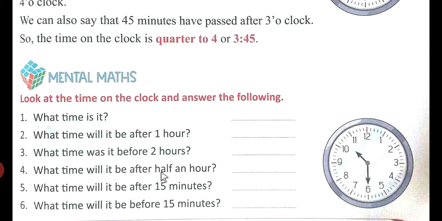The time will be after half an hour. After half an hour, the minute hand will go like this 30 minutes and it will reach to 12 and this hour hand will reach to 11. So the time will be 11 o'clock.